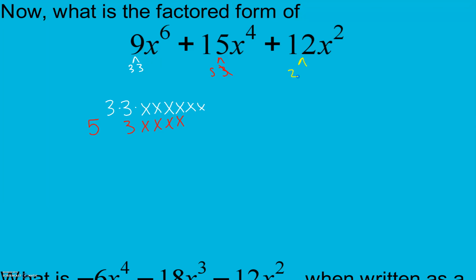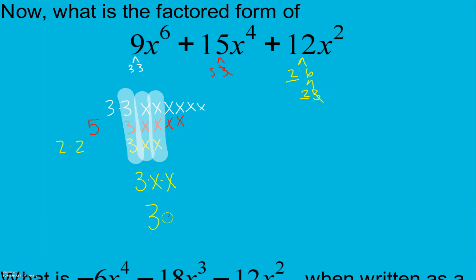And 12 is 2 times 6, which is 2 times 3. A 3 in my 3 column, and then I make 2 columns. I also have x squared there. Now we compare. What do we have that's common in everything? Well, I have a 3, an x, and an x. So 3 times x, or 3, same base, add our exponents, x squared.